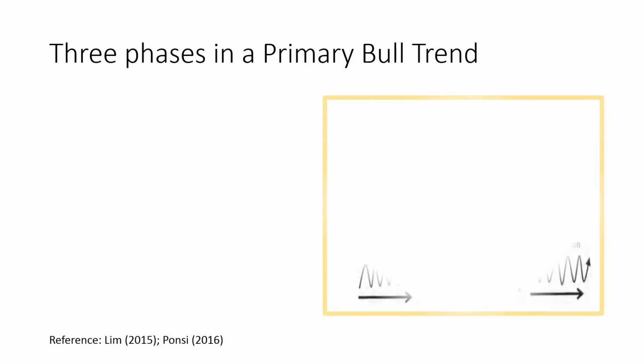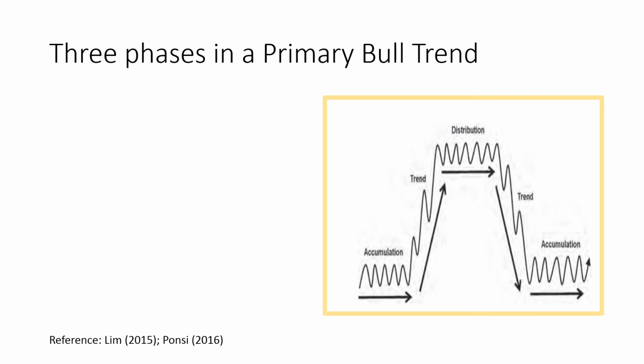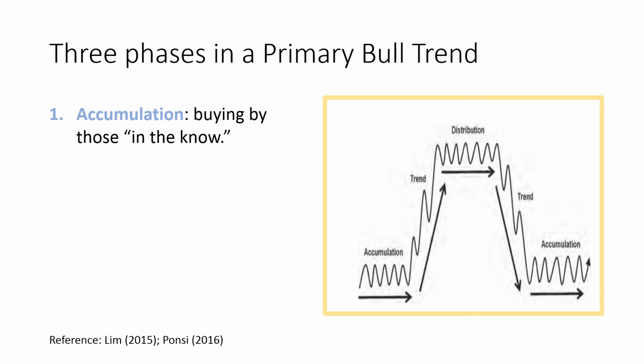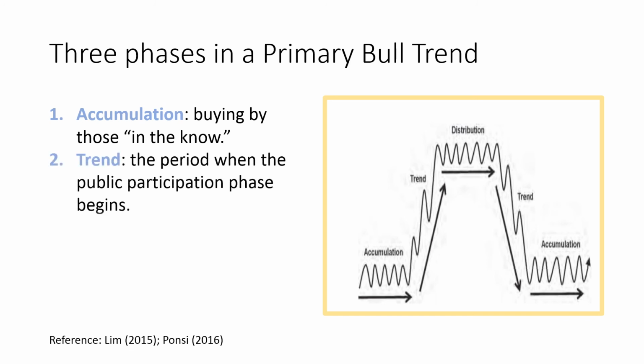There are three phases in a primary bull trend. Accumulation refers to buying by those in the know. Often, this occurs after a market suffers sharp losses and at a time when the general public has no desire to participate. Trend refers to the period when the public participation phase begins. It happens after a market has been rising for some time. A trend occurs when the general population recognizes the existence of a bull market and decides to begin buying.